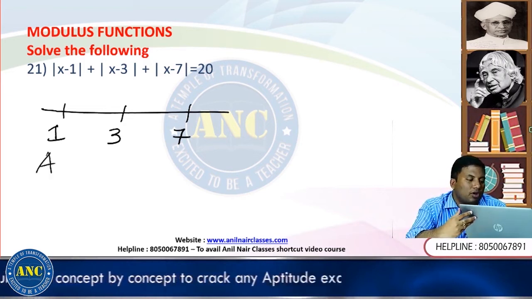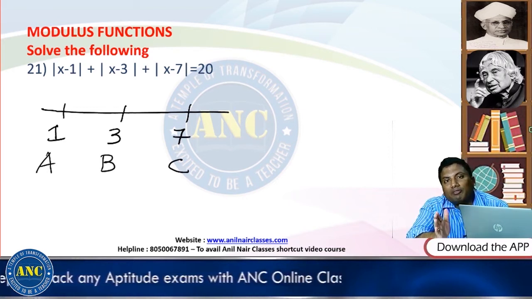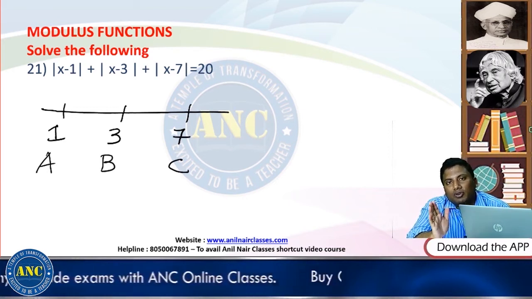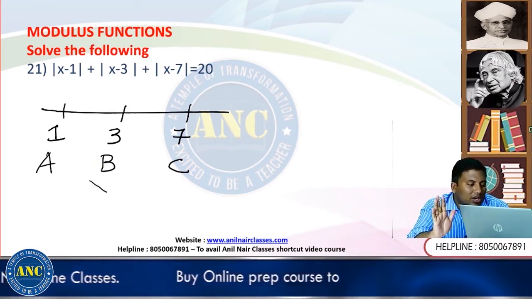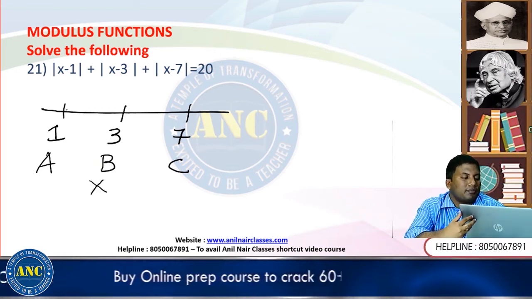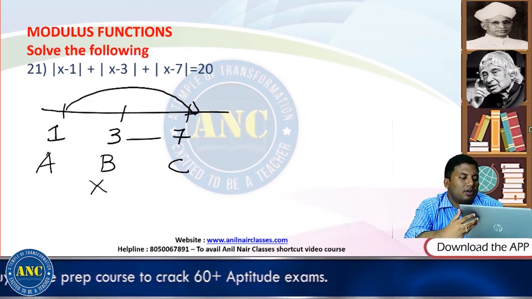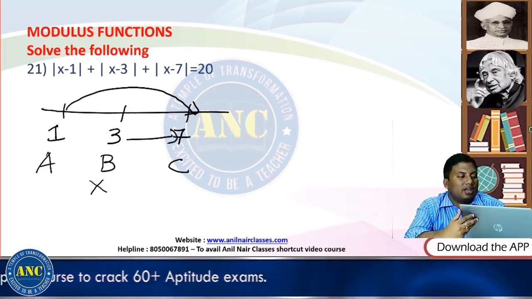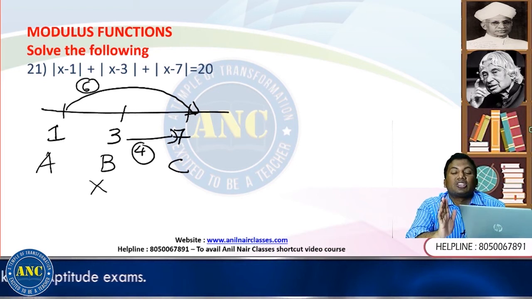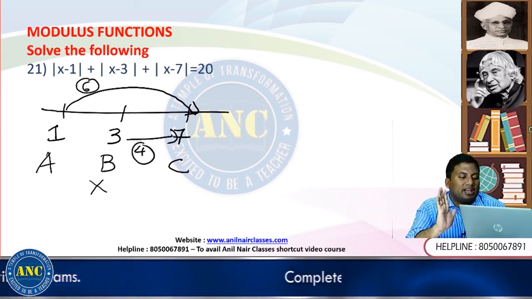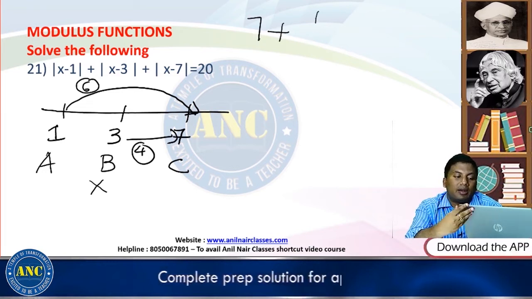Just check. A will go to B, 2 traveled. C will go to B, 4 traveled. 2 plus 4 is 6. But I want 20. That means B cannot be the meeting point. A will go to C, 6 traveled. B will go to C, 4 traveled. 6 plus 4 is 10. 10 traveled. From point 7, I need to travel 10 more units.